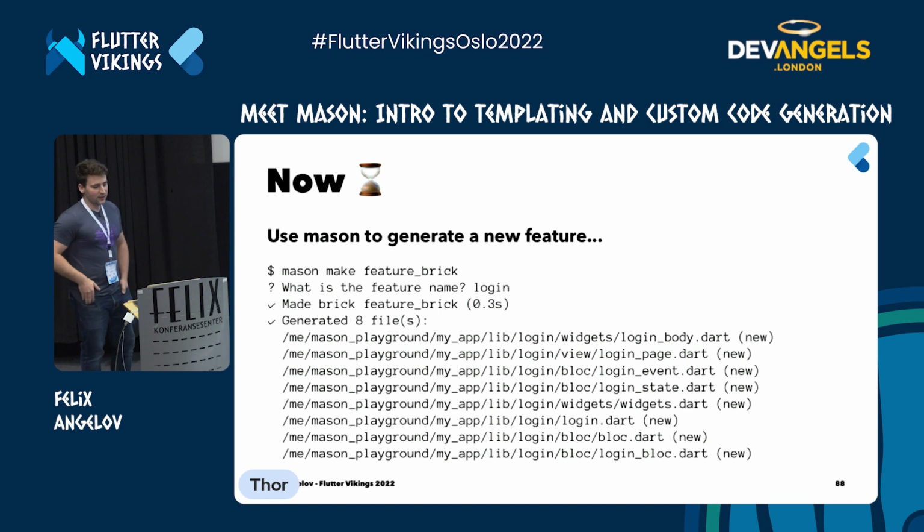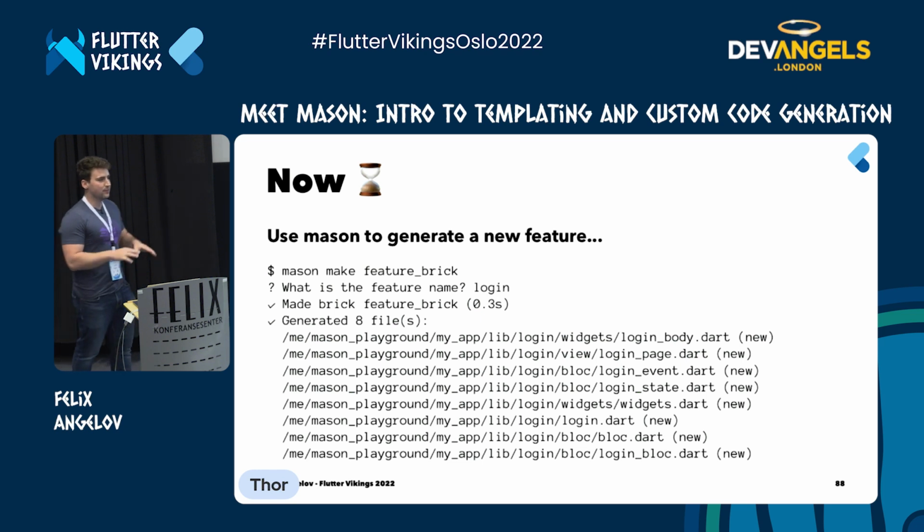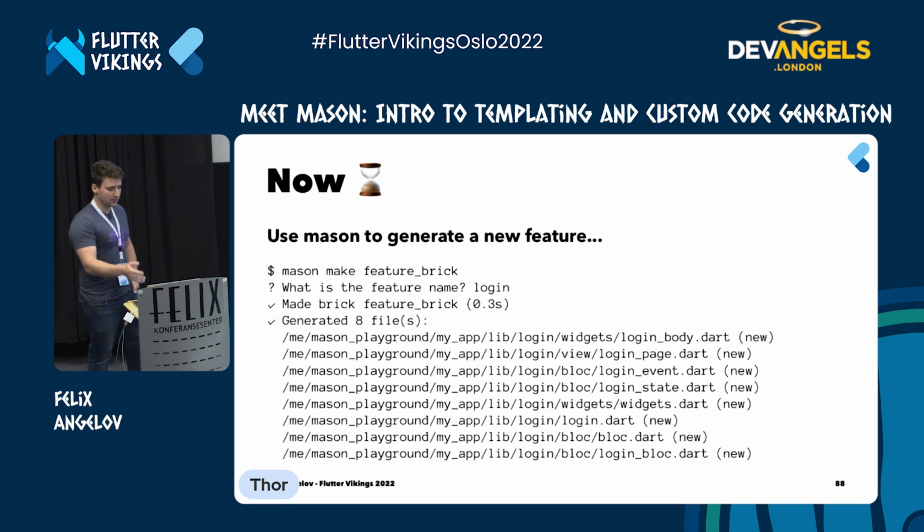IntelliJ coming soon, and they can generate a new feature. In this case, this is literally a brick that's available on BrickHub, so I can say mason make feature_brick. It asks some other things that I've omitted, like what state management do you want to use, and some other questions. But for brevity's sake, I've excluded those. And then you can hit enter once you answer all the questions, and then bam, we got all the files generated for our feature with our structure in less than a second.